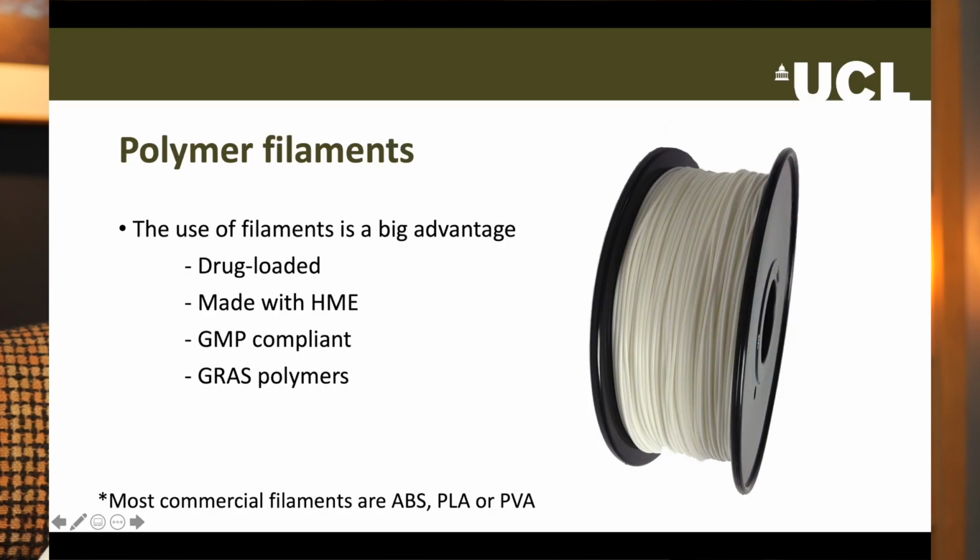This was the first type of printer that we bought for our own labs, partly because it was cheap and partly because the fact it uses extruded polymers is a big advantage pharmaceutically. For one thing, the filaments are made with hot melt extrusion, which is a standard technique used in the pharma industry for making drug polymer blends.